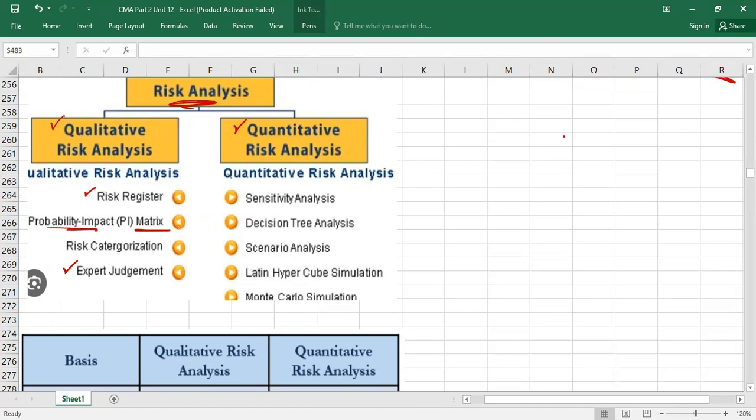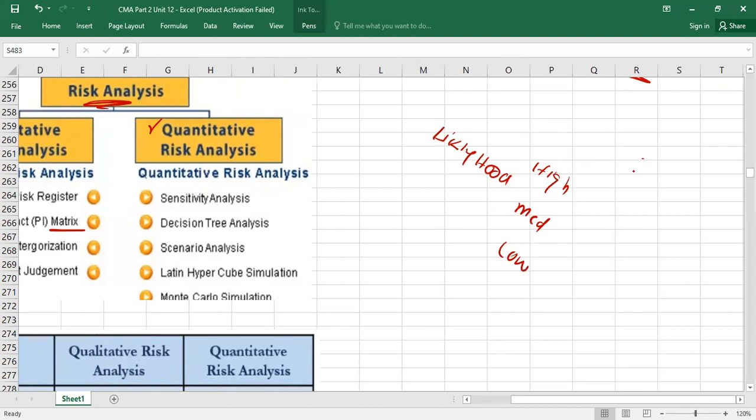For example, let me just give you an example. This is also kind of a qualitative risk assessment. If I'm assessing a risk, I'm assessing likelihood. Likelihood means the chances. I'm saying that chances are high, medium, low, and impact I'm measuring this way. Impact could be critical, for example, major, minor, right or no?